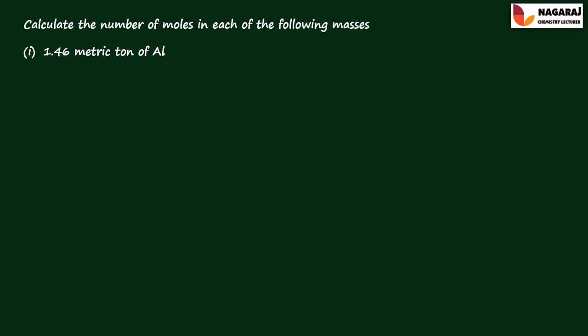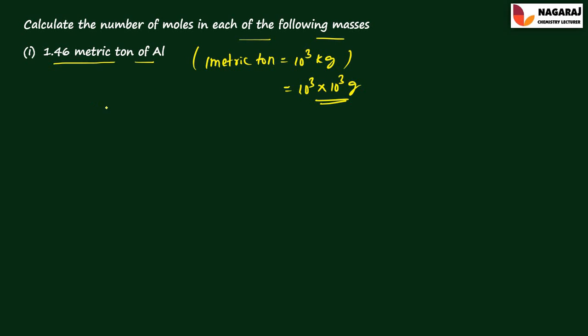And next, let us see one more problem, that is, calculate the number of moles in each of the following masses. That is 1.46 metric ton of aluminum. So we all well know that 1 metric ton is equal to 10 to the power 3 kilograms, or that is equal to 10 to the power 3 into 10 to the power 3 grams, right? So let us see how to solve this problem.